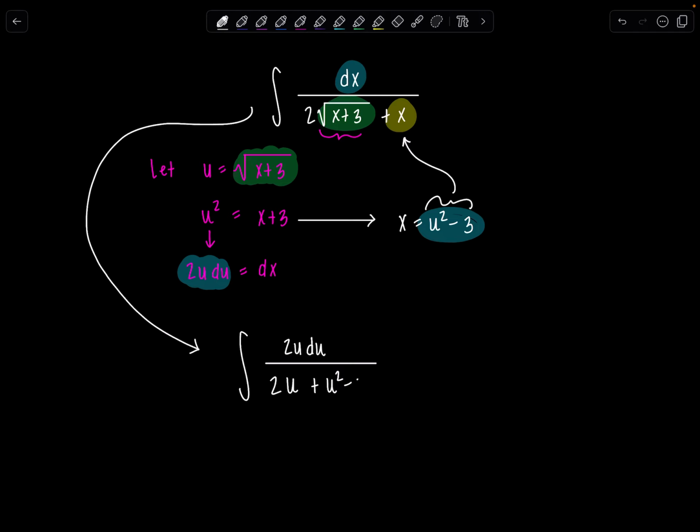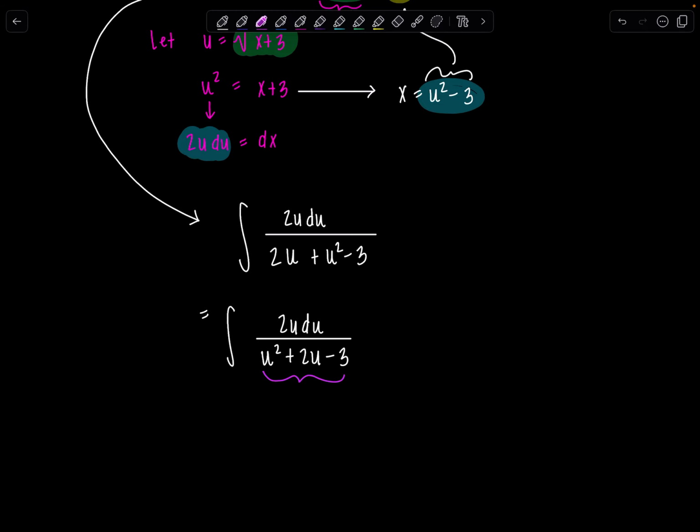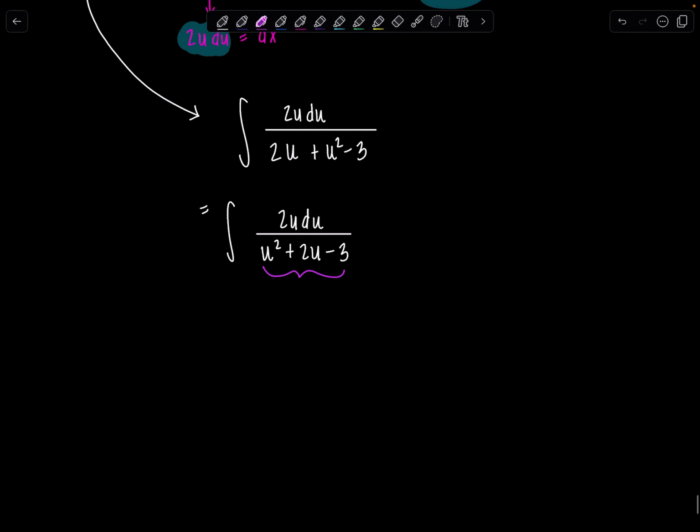u squared minus 3. Okay, take a look at what's going on. Maybe you'd feel better if we wrote the denominator in descending powers. So 2u du over u squared plus 2u minus 3. And I'm looking, this is a rational function, right? Denominator is already higher degree than the numerator, so we can just go ahead and find the partial fraction decomposition. I'm already checking, yep, this denominator is going to factor, so it looks like that's a beautiful way to go.